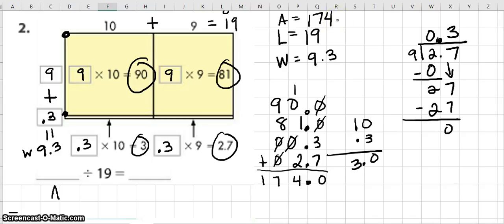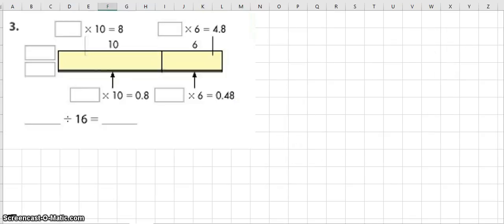So then I'm ready to fill it in. We know that it has to be area at the beginning each time. We know that this is my length, which equals my width. So I'm going to fill in what I know. 174 is my area, 19 is my length, and 9 and 3/10 would be my width. Let's do another one. Once again, it's like a puzzle. I want you to look at it and use this one to see if you can do it on your own. Then turn the video back on and see how you did.